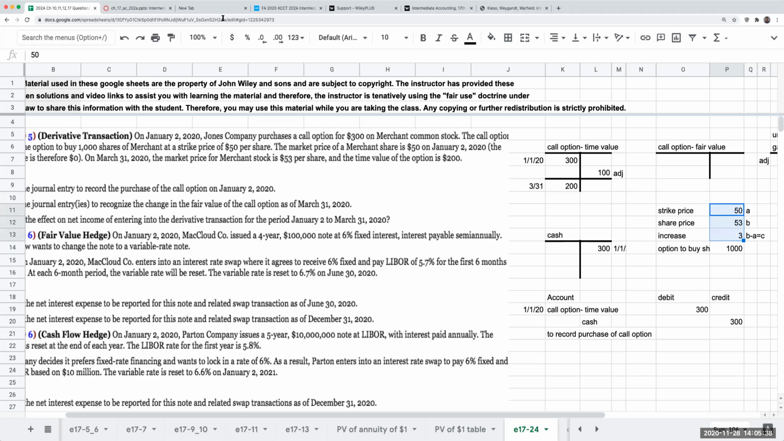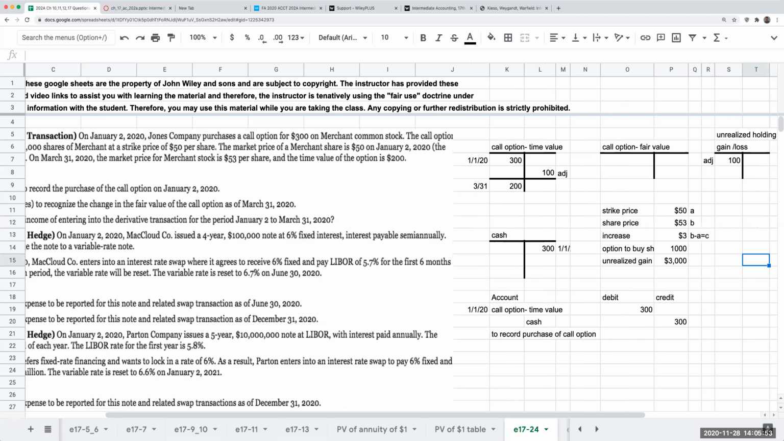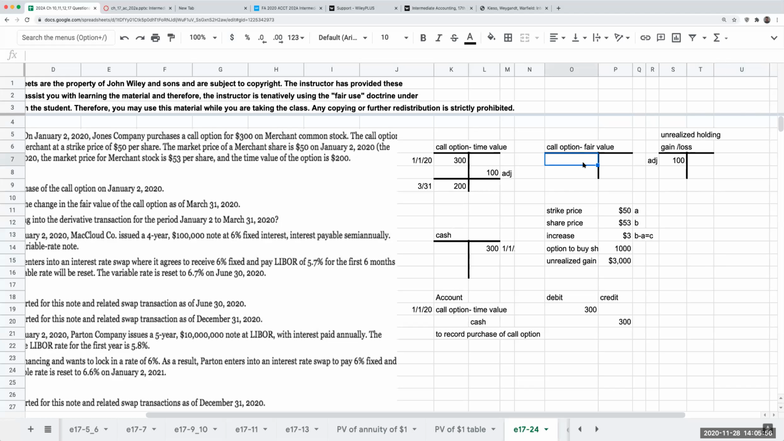So I have an option to buy here. I have an unrealized gain of $3 times 1,000, or $3,000. So my call option fair value is now worth something to me, because the share price has gone up by $3. This option now has value. So I'm going to debit the call option fair value, and then credit an unrealized holding gain for this amount.